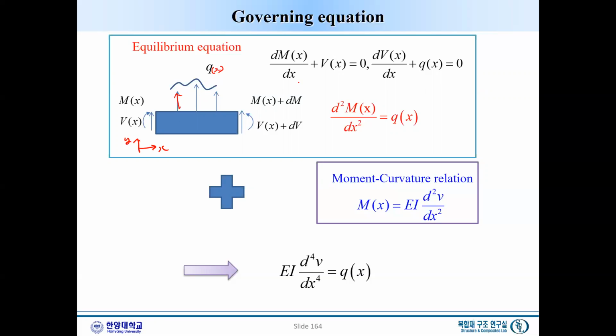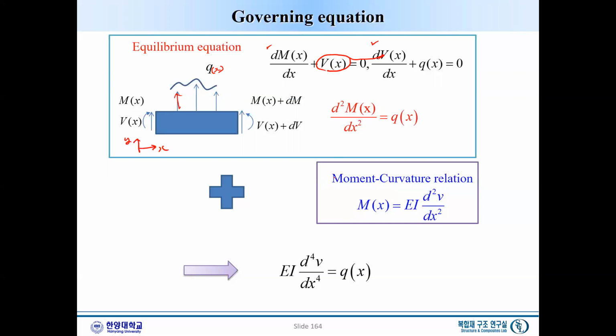We have two equilibrium equations. One is the vertical, y-axis force equation, and there is another, the second equilibrium equation, the moment equation. Then we combine them, we eliminate the shear force V, and then we get the second derivative of the moment is simply q(x), which is the equilibrium.